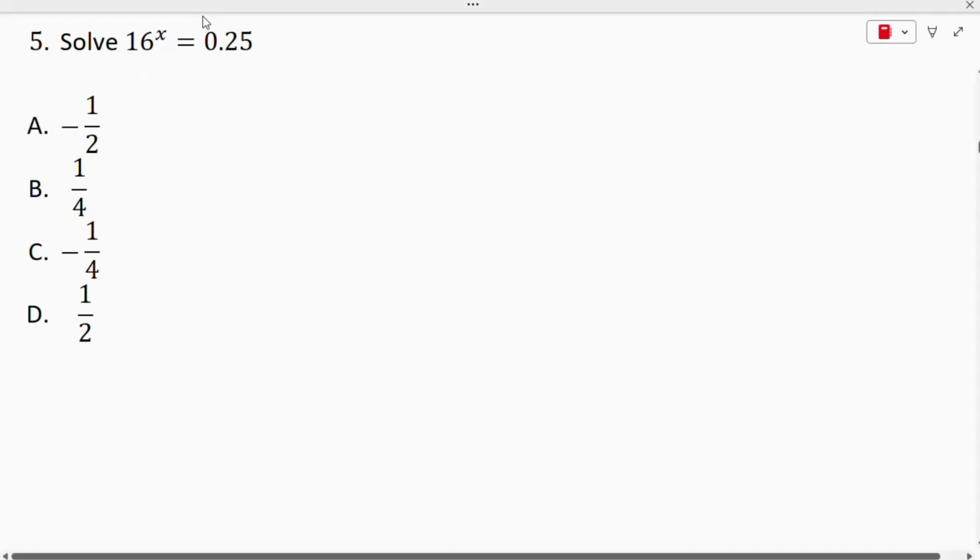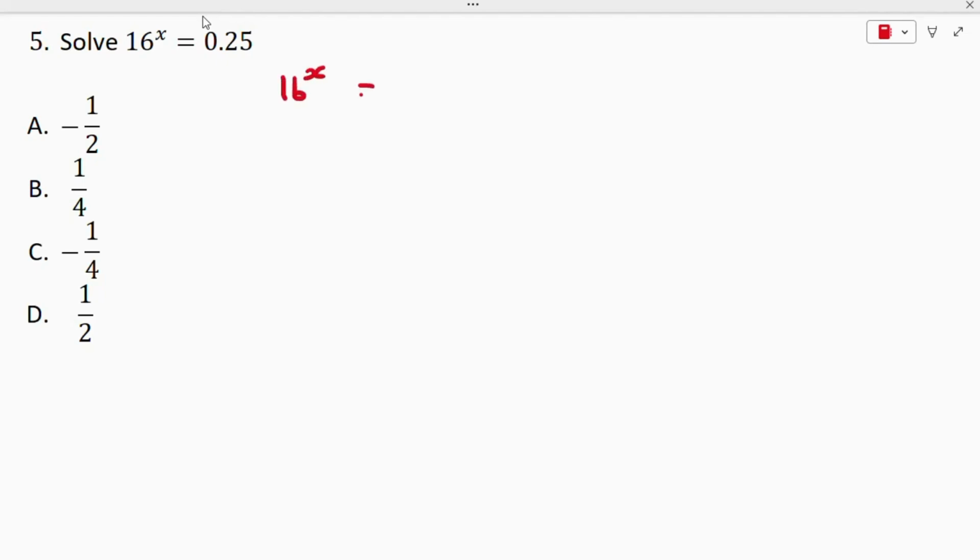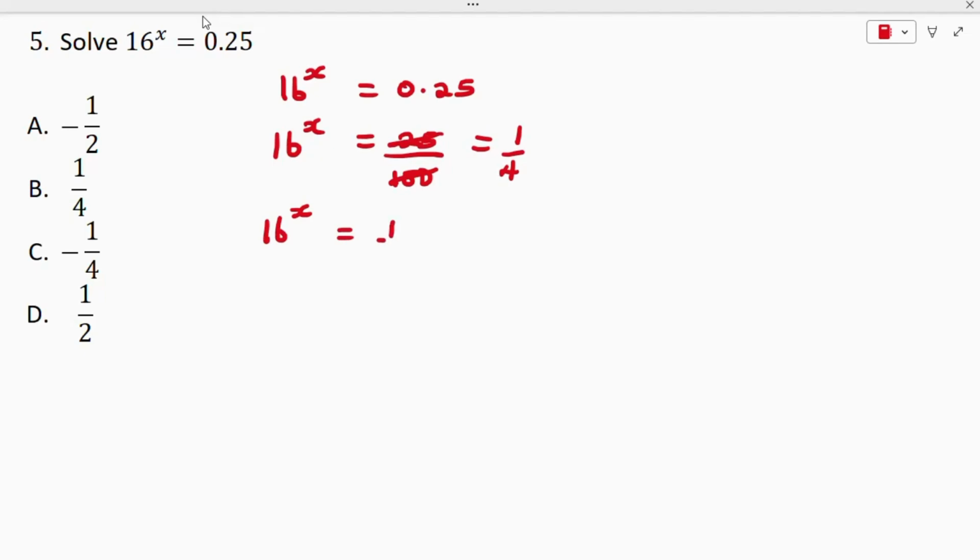Solve 16 raised to the power of x is equal to 0.25. That is, we have to find the value of x. So we have 16 raised to the power of x is equal to 0.25. This can be rewritten by simply changing this decimal to a fraction. This is 25 divided by 100, which is equal to 25 here is 1, 25 into 100 is 4. So we have 16 raised to the power of x is equal to 1 over 4.